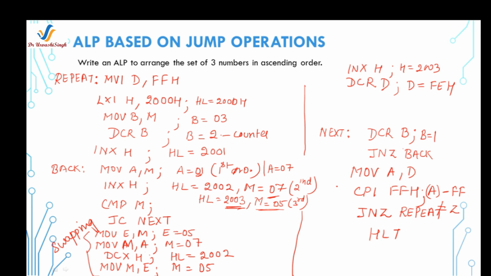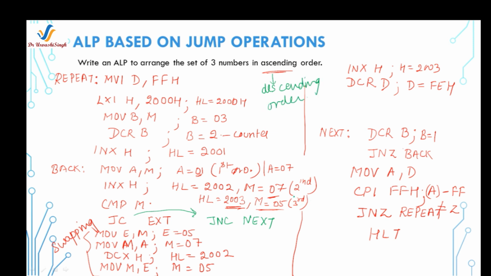Or now it is not specific to only 3 numbers, you can arrange any set of numbers in ascending order. For descending order, if you want to arrange them in descending order, you just have to make a simple change by changing this instruction to JNC next. So JNC next is the simple change to make this program go from ascending to descending order arrangement.